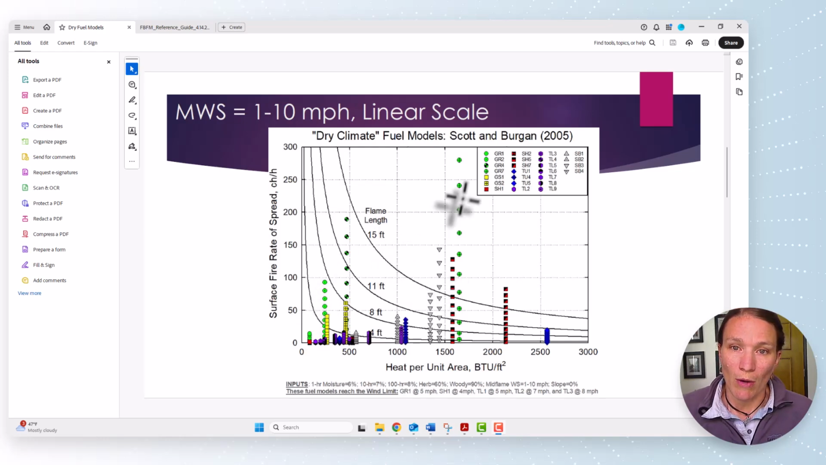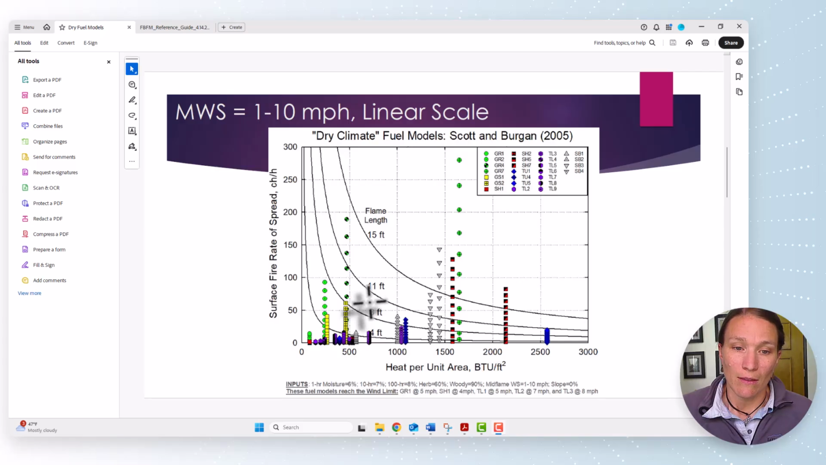Each of these fuel models has a unique symbol, and let's look at the GR7 to have a clear image of it. Each of these dots represents fire behavior at 1 mile per hour more wind. So this is showing 1 to 10 mile per hour winds as fire behavior increases.